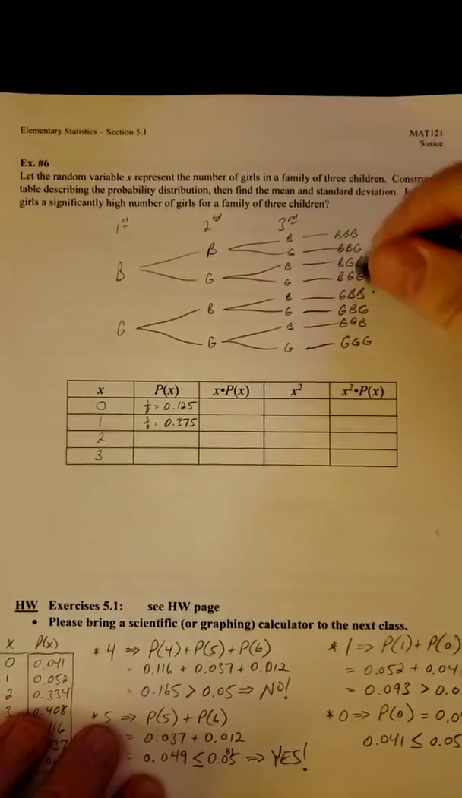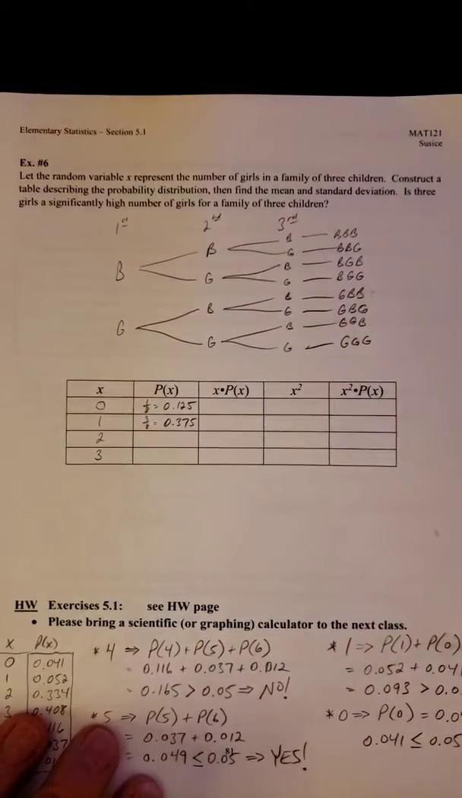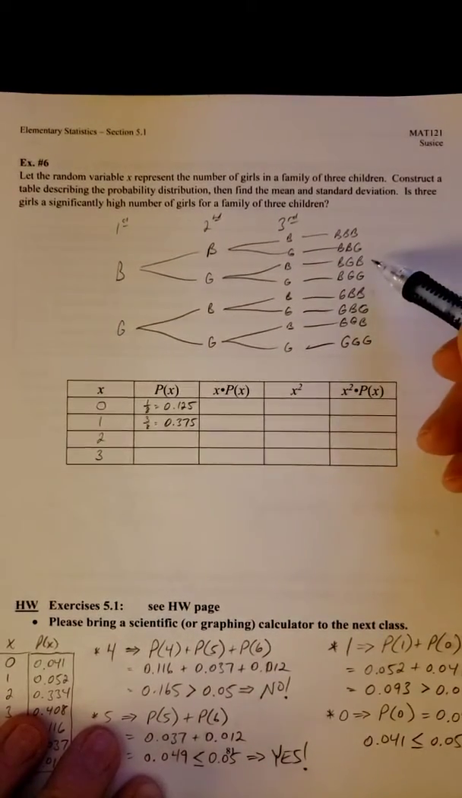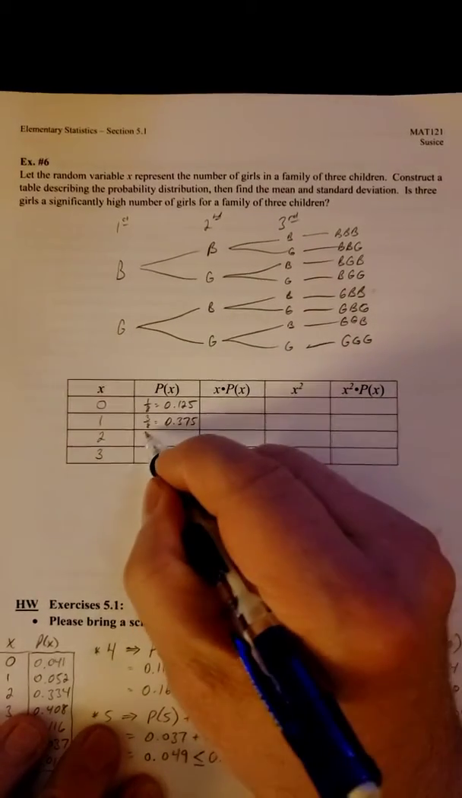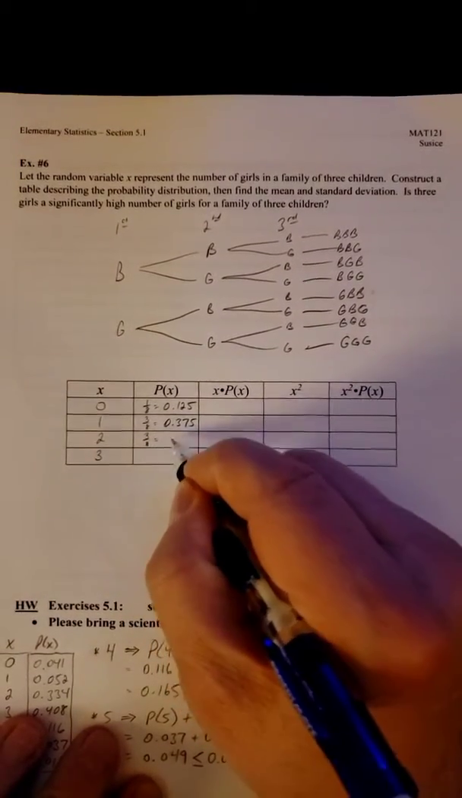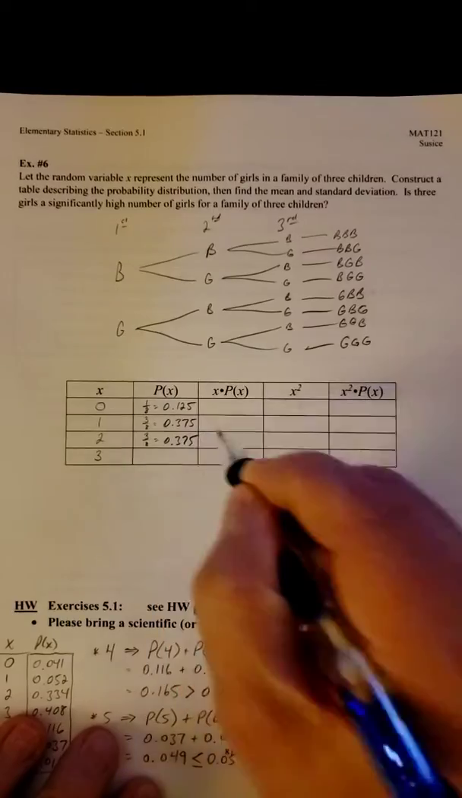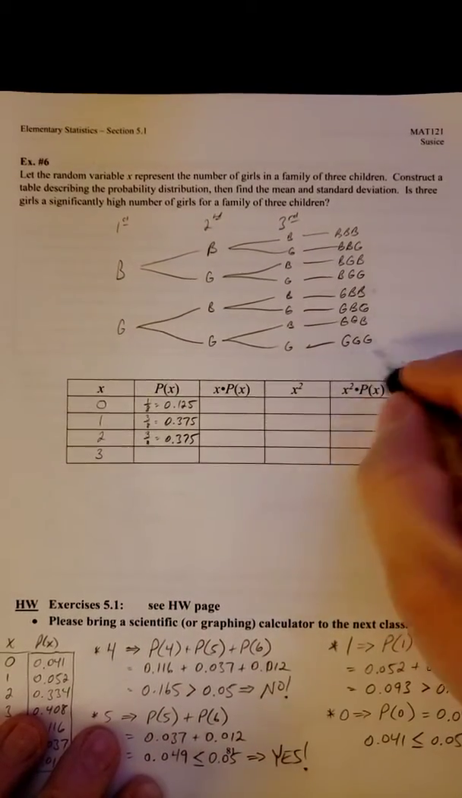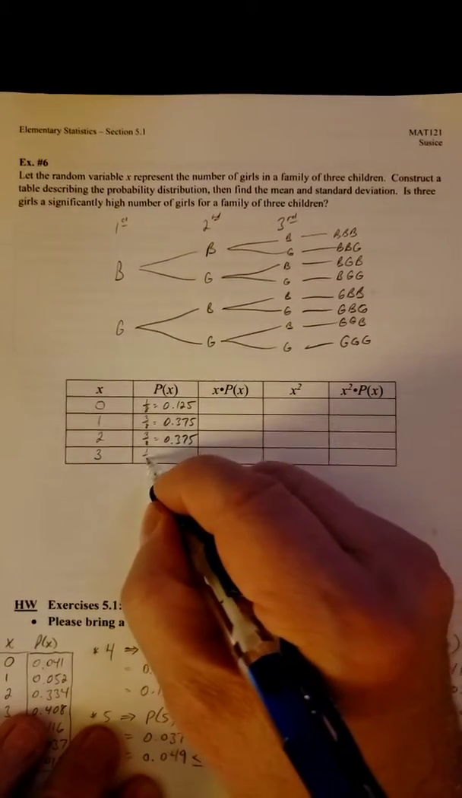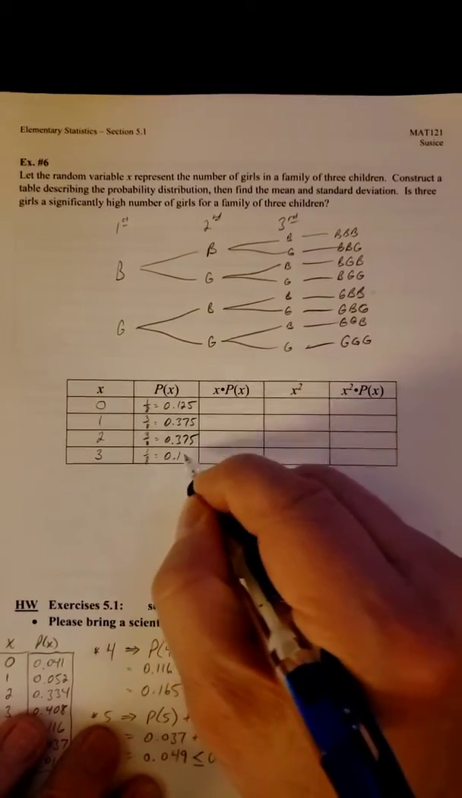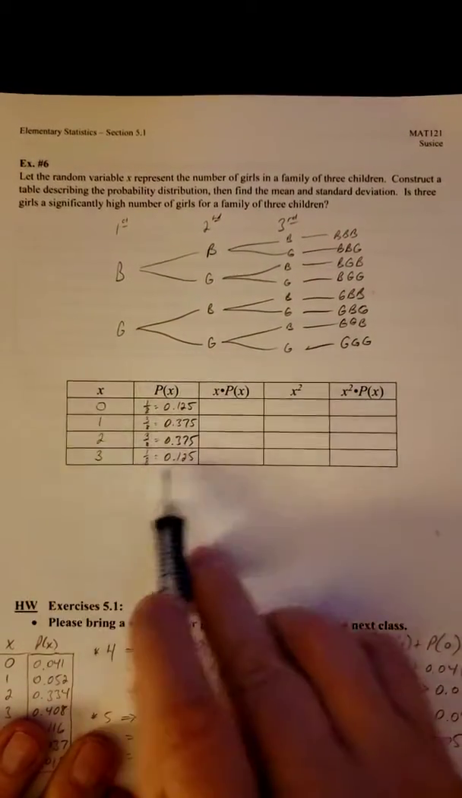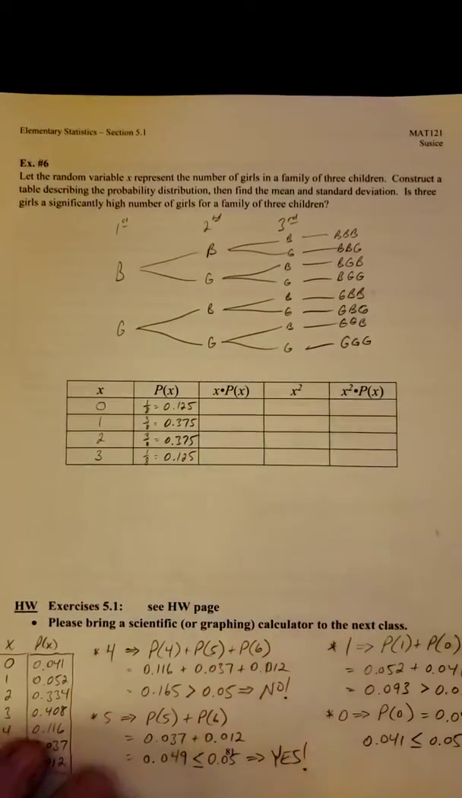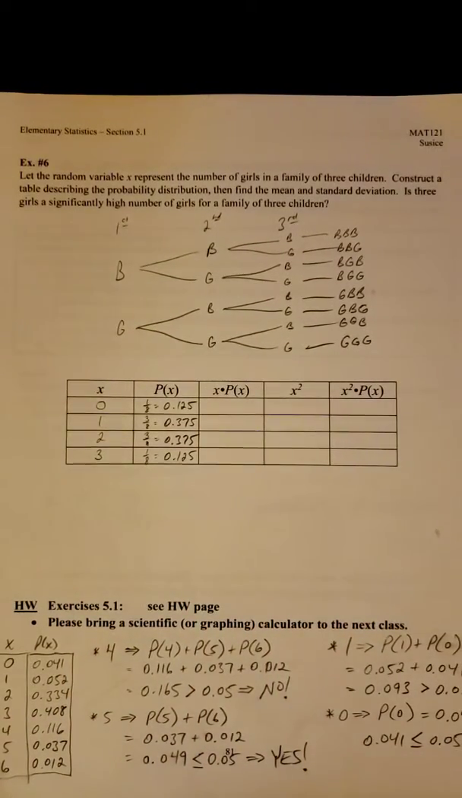And then we got 2 girls. So 2 girls, we got 1, 2, 3. 3 out of 8 again, so 0.375. And then there's only 1 case with all girls, so 1 out of 8, so 0.125. So that gives us our probability distribution, but now we just got to fill in the rest of this to get our mean and standard deviation.